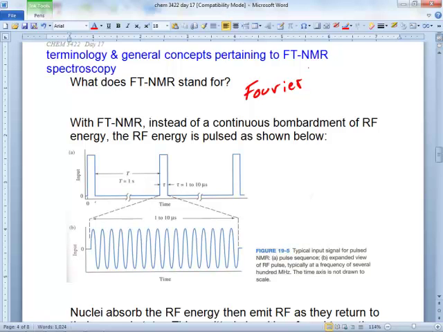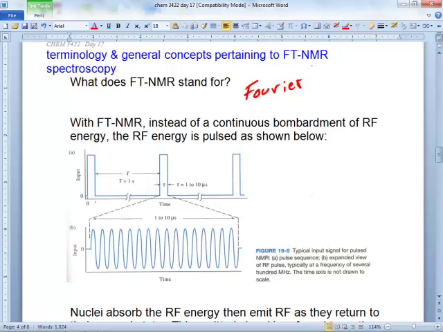With FT NMR, instead of a continuous bombardment of RF energy, what's RF? Radio frequency, right? That's the region of the electromagnetic spectrum we're interested in. It's the only region with NMR. Instead of a continuous bombardment of RF energy, the RF energy is pulsed, as shown below. So they're going to send little pulses of it.